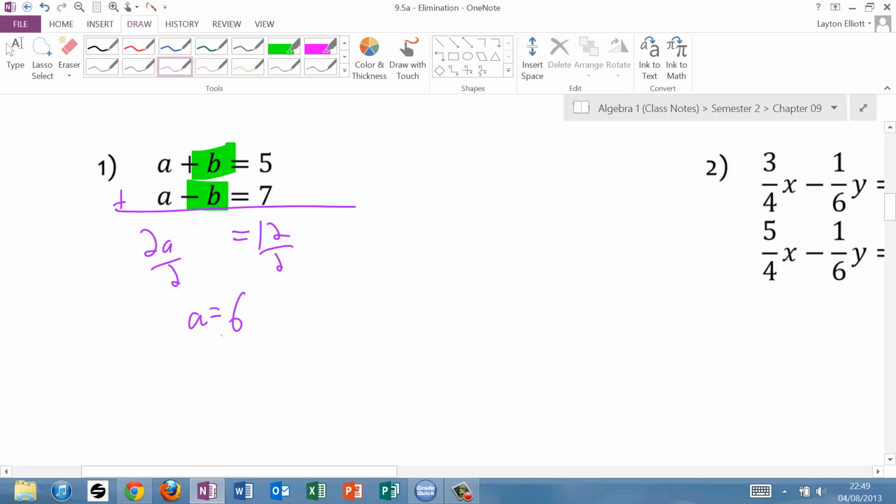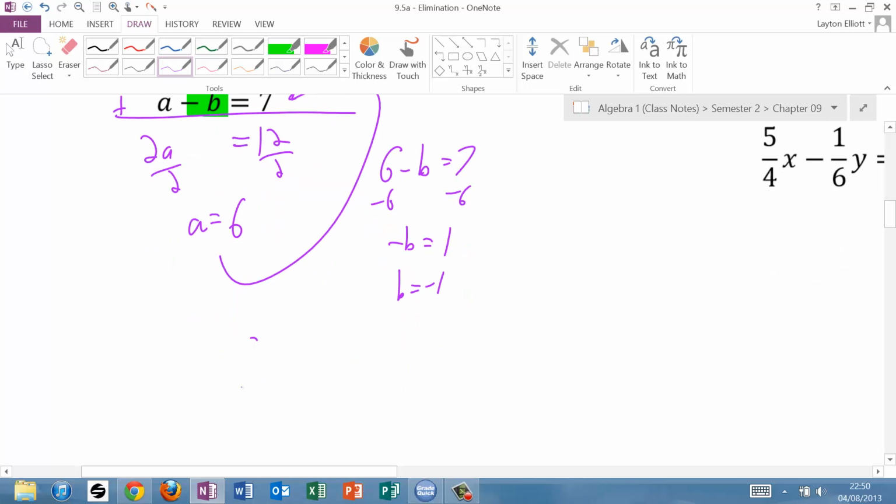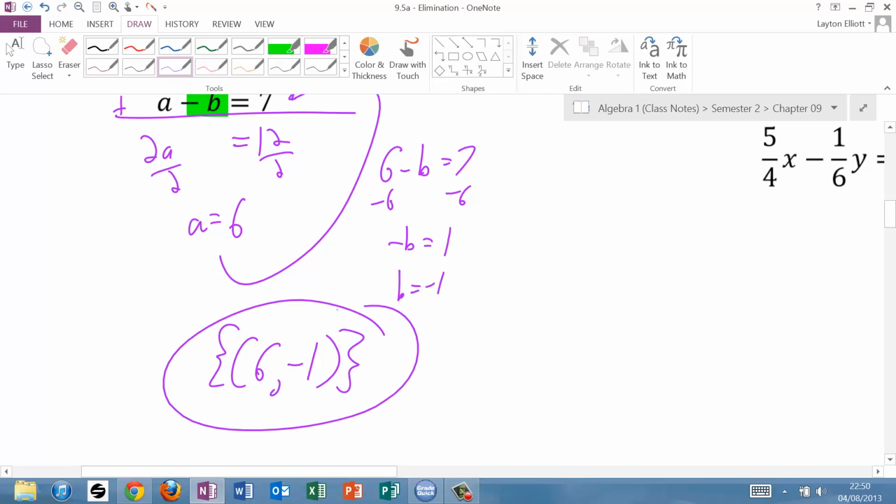Now, how do we figure out what b is? Well, go ahead and substitute it back into one of these. If I substitute it into the second one, for example, I get 6 minus b is equal to 7. Subtract 6, and I have negative b is equal to 1. Multiply both sides by negative 1, and I have b is equal to negative 1. This gives me the ordered pair 6, negative 1. And I've got it.